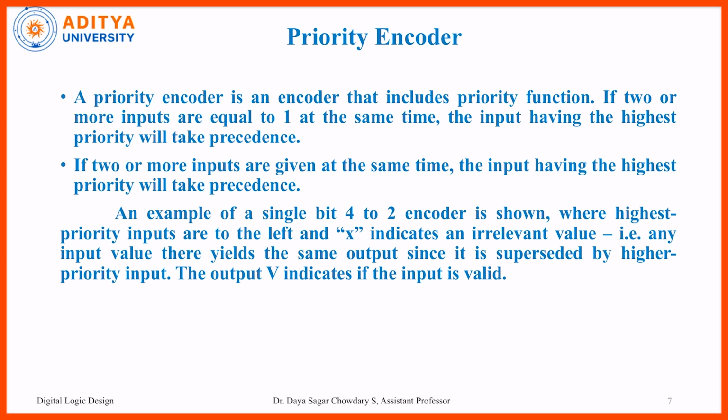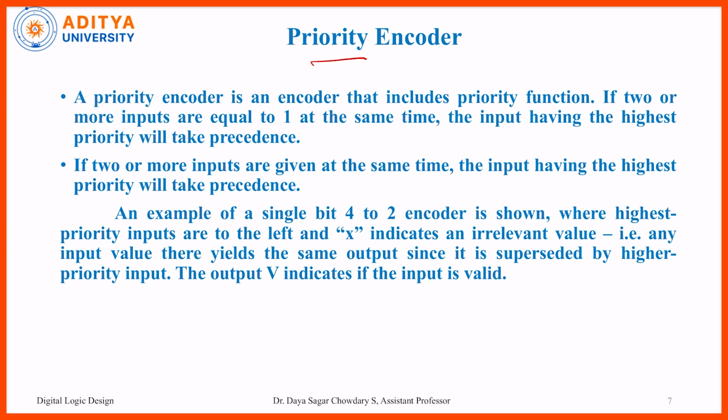This is one type of priority encoder. That means this is one type of encoder, but we have to consider this one also. So this is a priority encoder, in which we can give priority to a particular operation. So let us see what will happen. A priority encoder is an encoder that includes a priority function. If we consider the truth table, then you will come to know where we have to give the priority, at which point we have to give the priority.